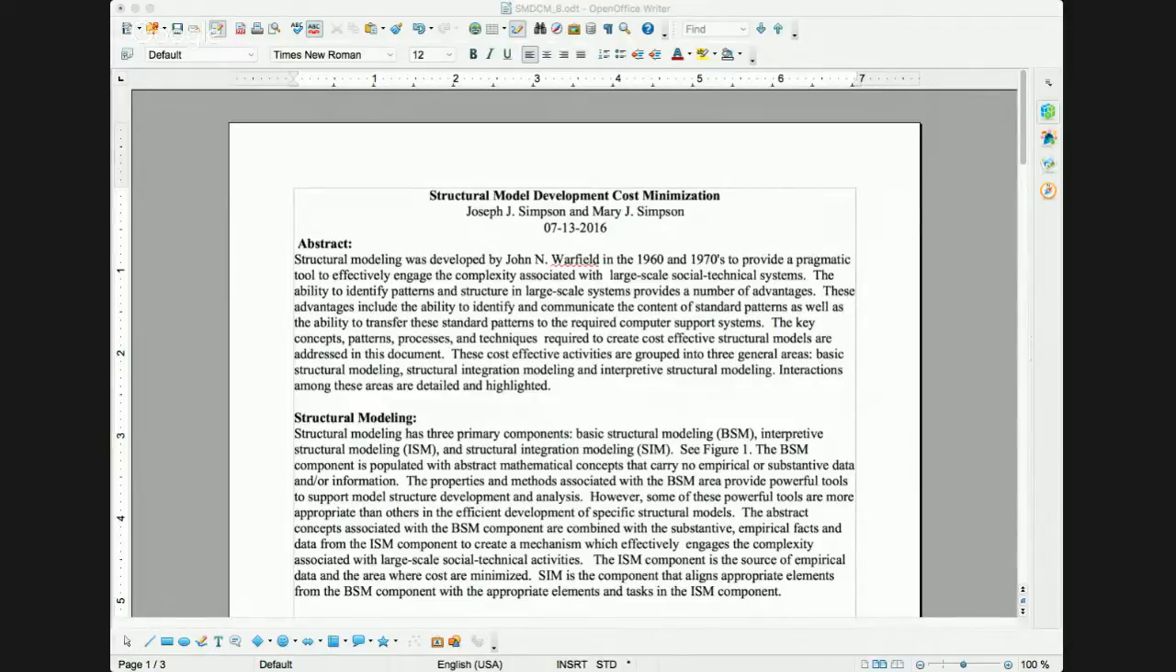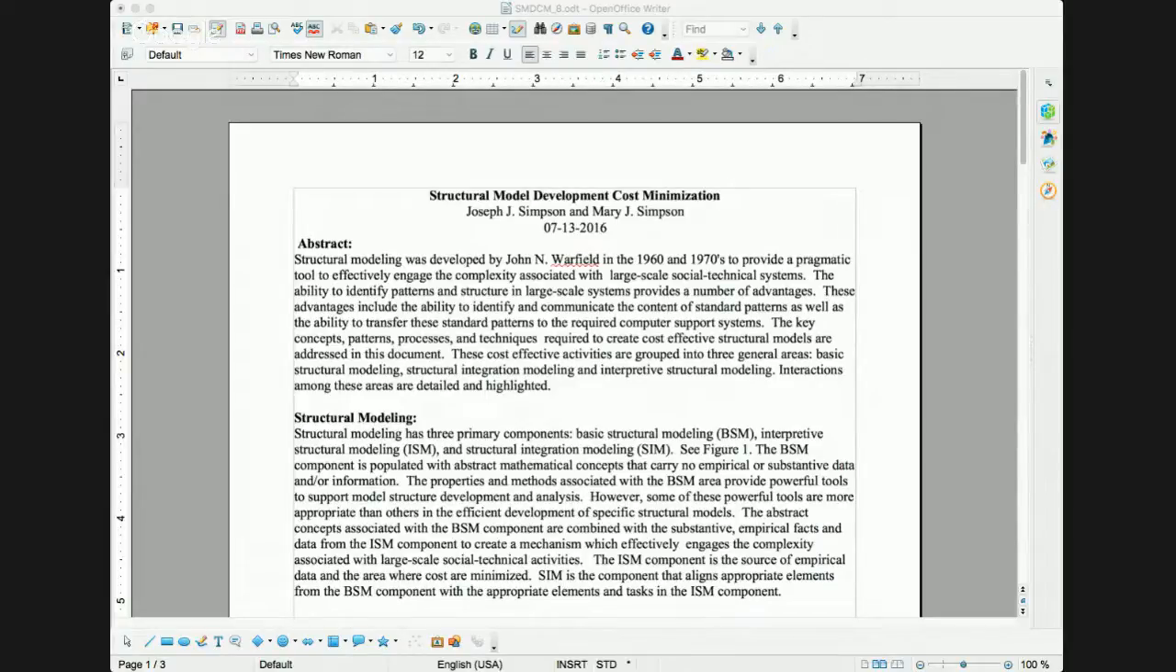So again, this particular video conference and video presentation is an overview of our structural model development cost minimization processes. And what that really does is it encapsulates the context for the types of tools we've developed, the types of methods we've developed, and why we are focusing on these methods and tools and what their roles are.